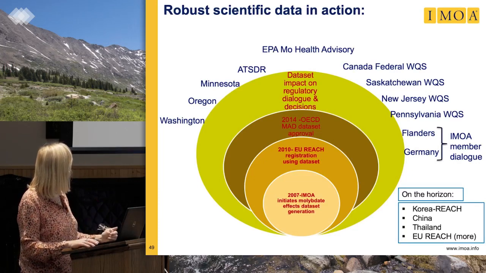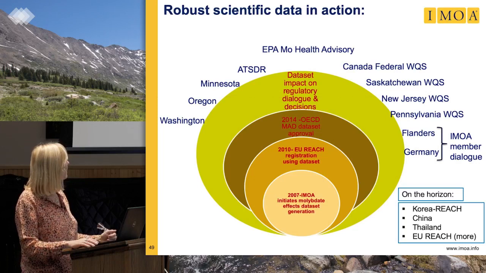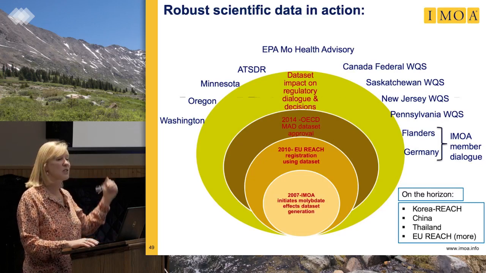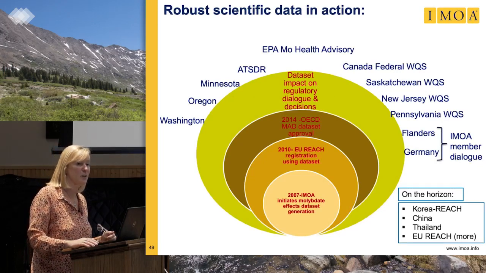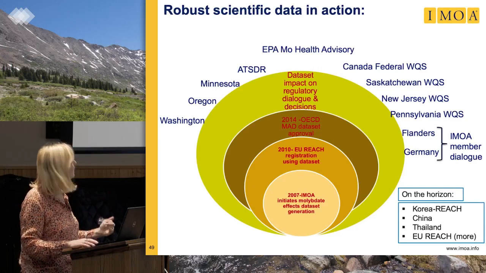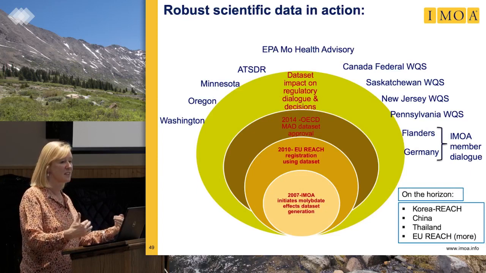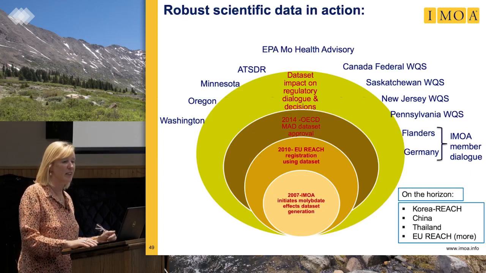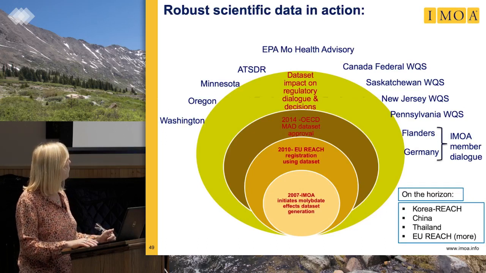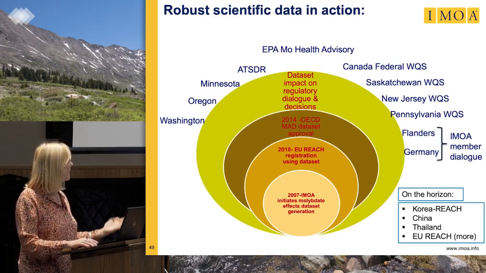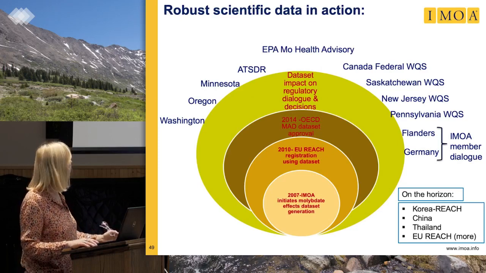So that's been done in Washington, Oregon, Minnesota, ATSDR, Moly Health Advisory, Canada at a federal level, at a provincial level. New Jersey also, they had a water quality standard. They were looking at which substances to prioritize for regulation. They hadn't prioritized Moly, and they didn't prioritize it. In Pennsylvania in 2013, they were looking at regulating Moly in surface water. We provided input in our data set, and they decided not to regulate.